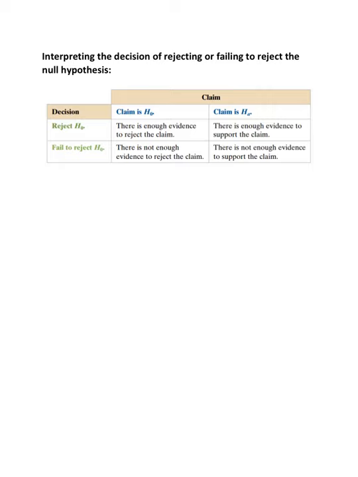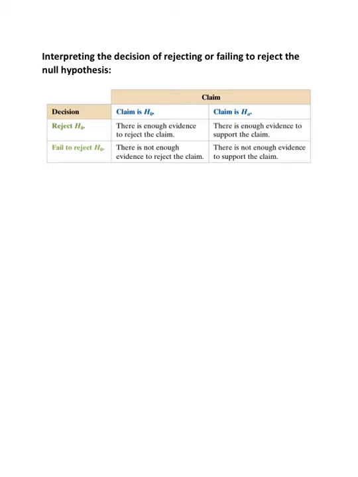So if the claim, what the problem comes up with, is the null hypothesis and we end up rejecting H0, the null hypothesis, then we state that there is enough evidence to reject the claim. And we have to add phrases to make sure it's in terms of the question. If the claim is the alternative hypothesis and we reject the null, there is enough evidence to support the claim. If the claim is the null hypothesis and we fail to reject the null hypothesis, there is not enough evidence to reject the claim. And if the claim is the alternative hypothesis and we fail to reject the null hypothesis, then there is not enough evidence to support the claim.